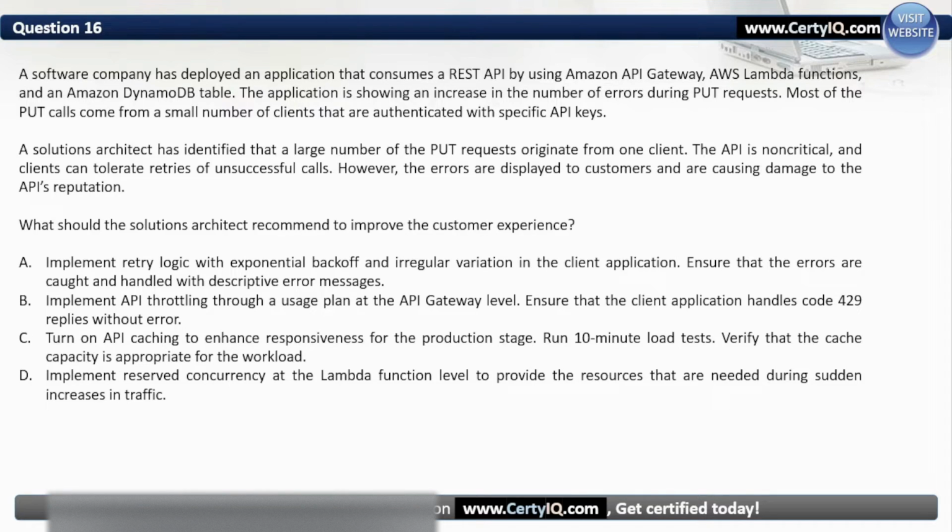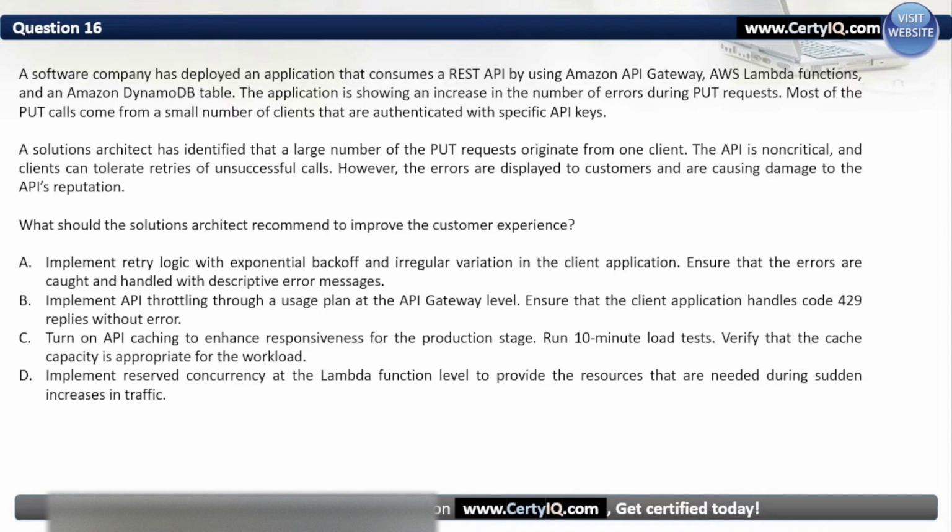Question 16. A software company has deployed an application that consumes a REST API by using Amazon API Gateway, AWS Lambda functions, and an Amazon DynamoDB table. The application is showing an increase in the number of errors during put requests. Most of the put calls come from a small number of clients that are authenticated with specific API keys. A solutions architect has identified that a large number of the put requests originate from one client.